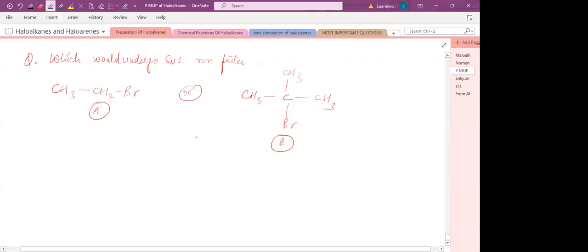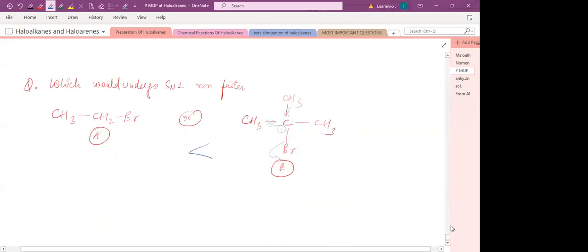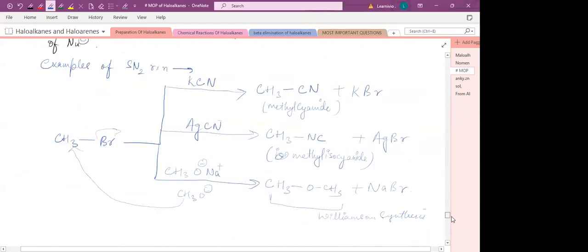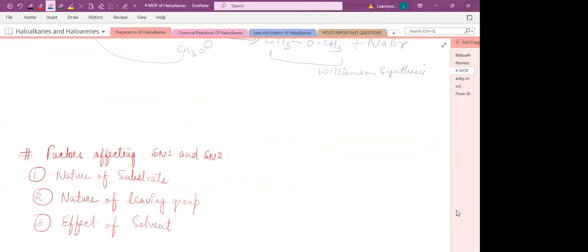B. Yeah, very good. B is faster. Why? What is the reason behind that? You can see it has more alkyl groups. It's a 3 degree carbon. When you remove the bromine, it is a 3 degree carbocation, right? So the 3 degree carbocation is more stable. So that's why the SN1 reaction is faster in B. Similarly, okay, let it be. I will give you this in homework, right? I will give you this type of question: arrange the following in the increasing order of reactivity towards SN1 type of reaction, SN2 type of reaction.